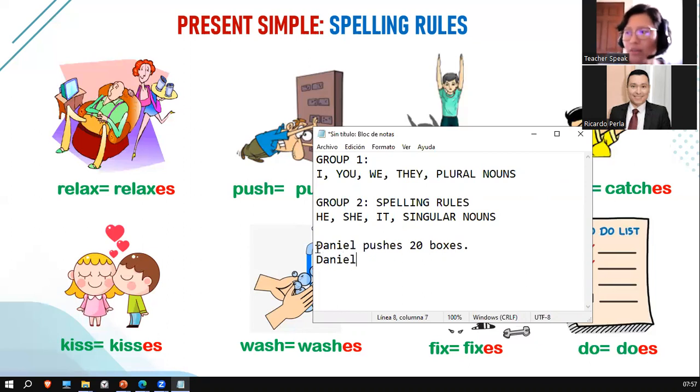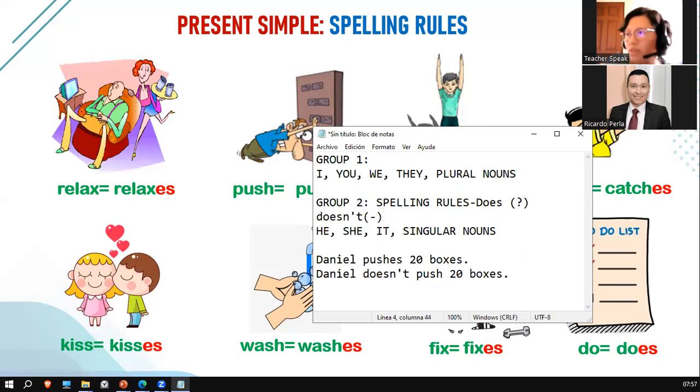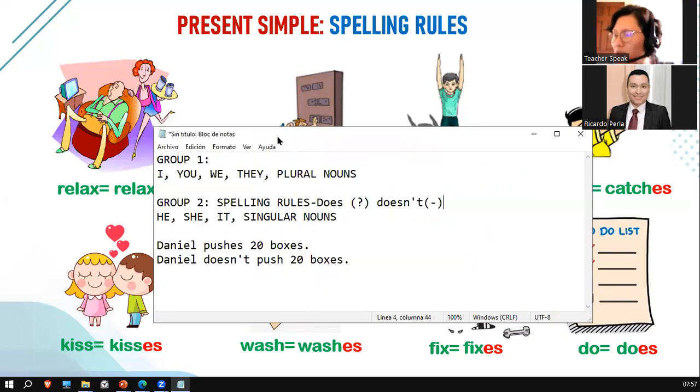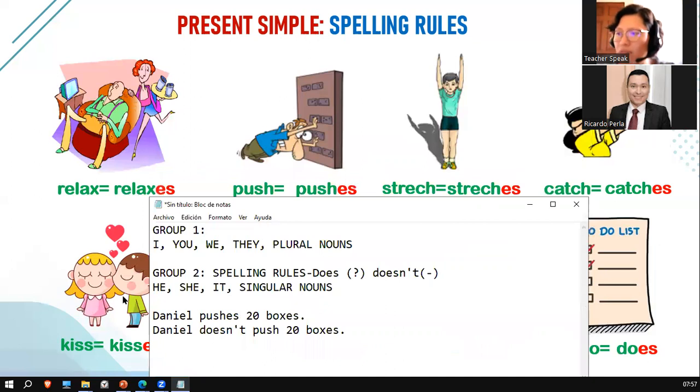Daniel doesn't, right, push 20 boxes. Now, I use doesn't with he, she, it, and singular nouns, which is this one. I use spelling rules, and I use does for questions, right? And I use doesn't for negative sentences, right? For negative sentences. So if I say Daniel pushes 10 boxes, and then I write the negative sentence, I say, Daniel doesn't push 10 boxes.